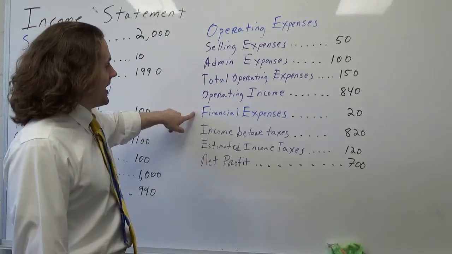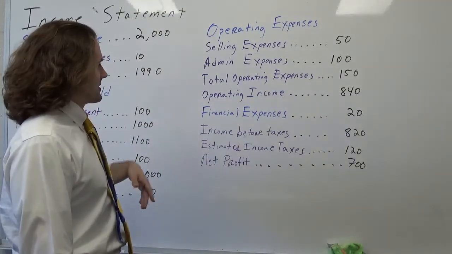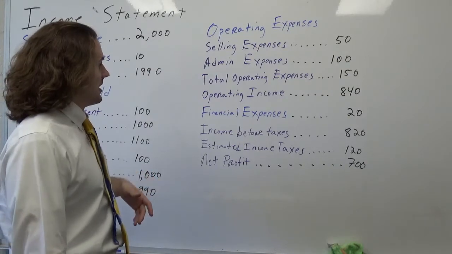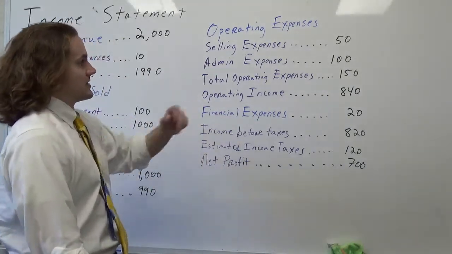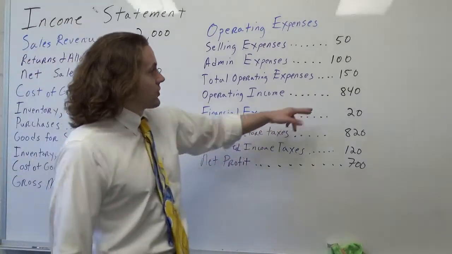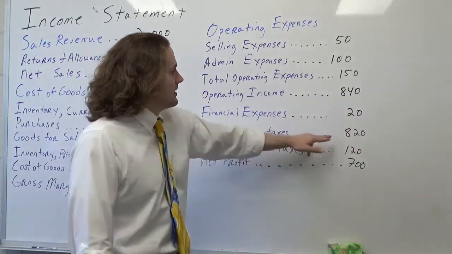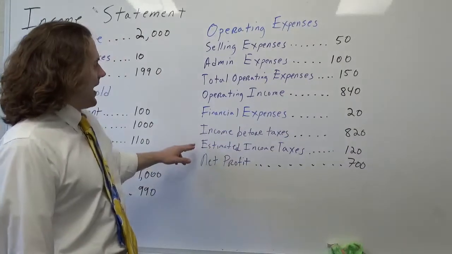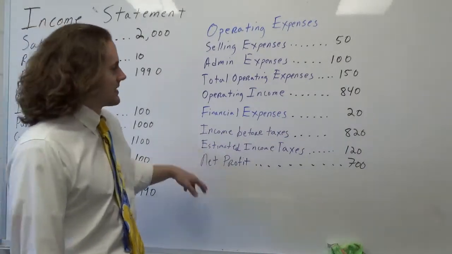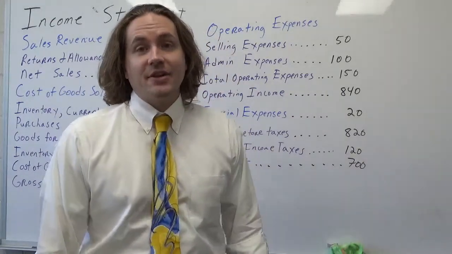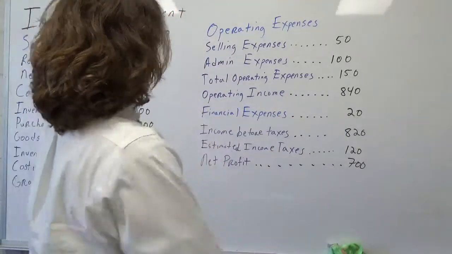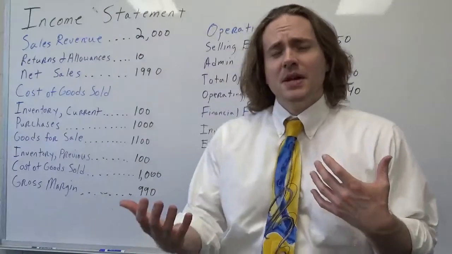Then you look at your financial expenses, and this could be all sorts of different things. Payments on interest, etc., like we talked about in the last video. So let's say it's $20. You subtract the $20 from this $840, and that gives you $820. And I think that my estimated income taxes will just be $120, and that gives me my net profit of $700.